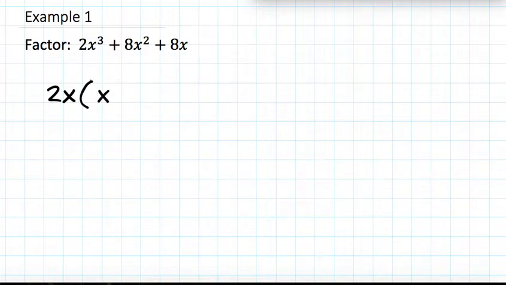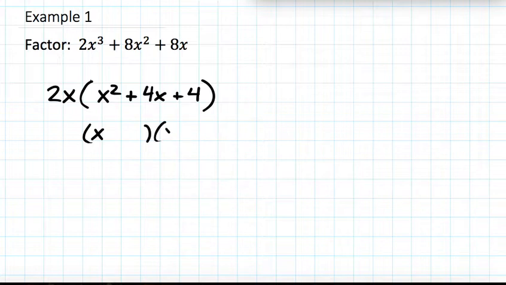And then remember, thinking backwards distributive property, I'm going to write what I need to multiply by 2x to get each term in parentheses. So I get x squared plus 4x plus 4 in parentheses. And now looking at that, I can see that that's something that can be factored. It's going to factor into two sets of parentheses. And two numbers that multiply to 4 and add to 4 are going to be plus 2 and plus 2.